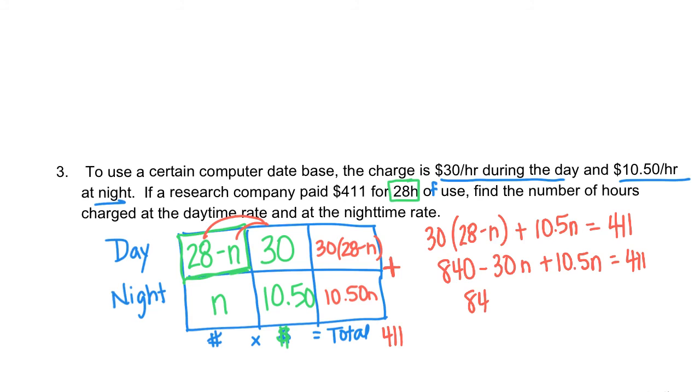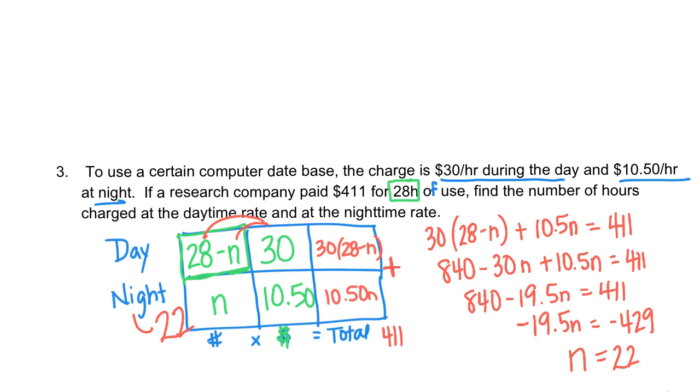A negative 30 and a positive 10.5 is negative 19.5n. That's equal to 411. And we're going to take 411 and subtract 840. So I have negative 19.5n is equal to negative 429. And when I divide each side by negative 19.5, n is equal to 22. So if n is equal to 22, when I plug it back in, 28 minus 22, my day is equal to 6.